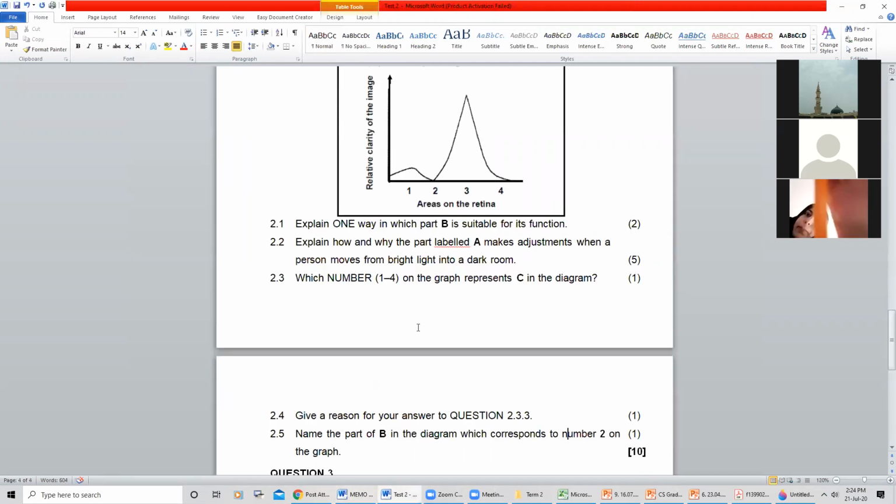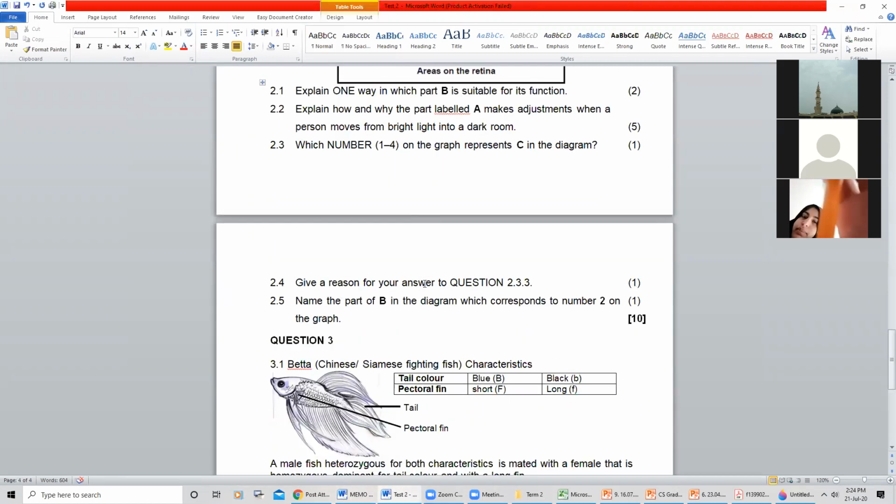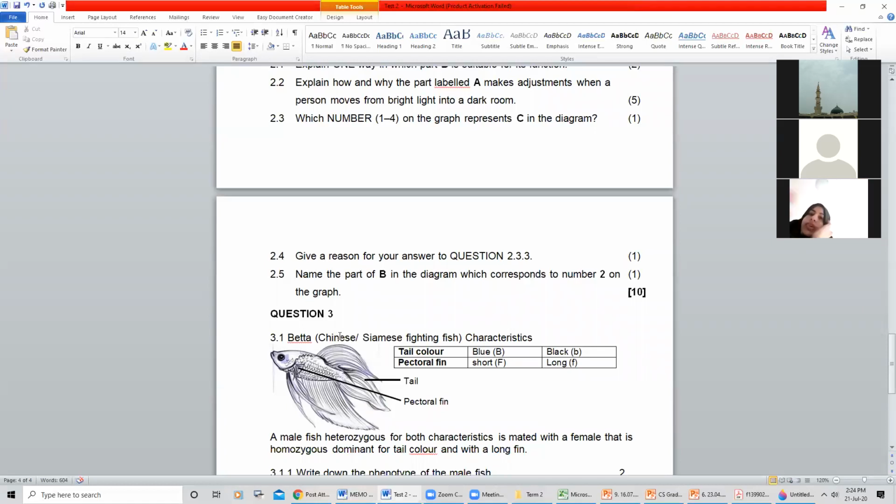Okay, so we go to question 3 then. They're talking of betta Chinese or Siamese fighting fish. That's a very beautiful fish. Similar to humans, the males are very beautiful and the females are more like a bland color.